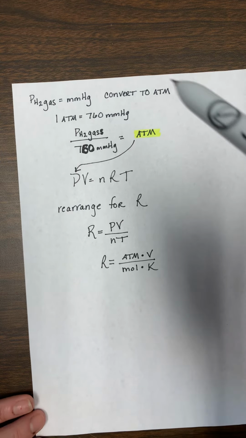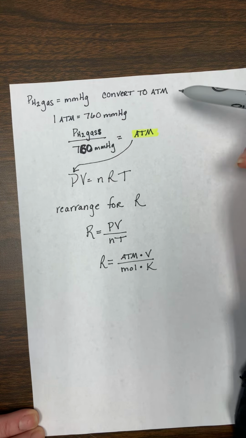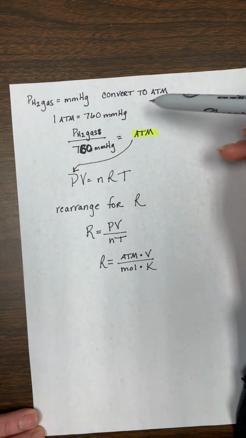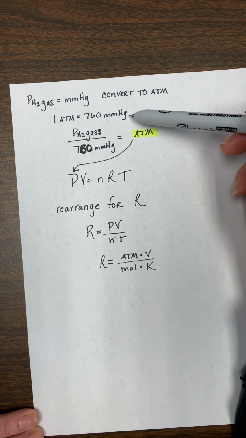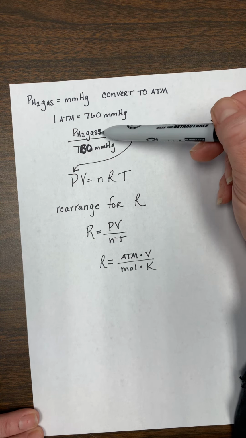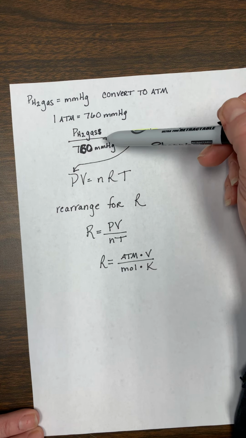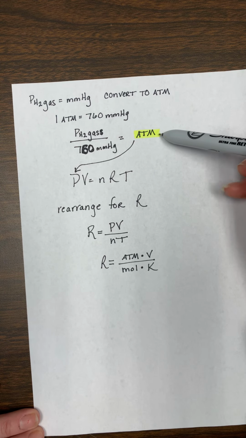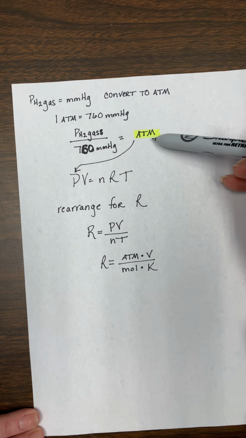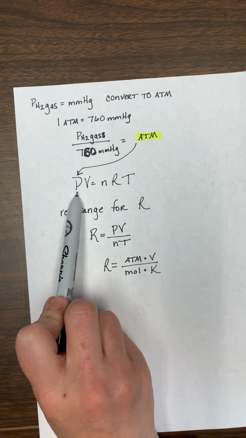Then what we need to do is take that, now that it's in millimeters of mercury, and convert it to atm. 1 atm equals 760 millimeters of mercury. So you're going to take your pressure of your gas that's in millimeters of mercury and divide it by 760 millimeters of mercury to get that in atm. Okay? Once that's in atm, you will then plug that into P.